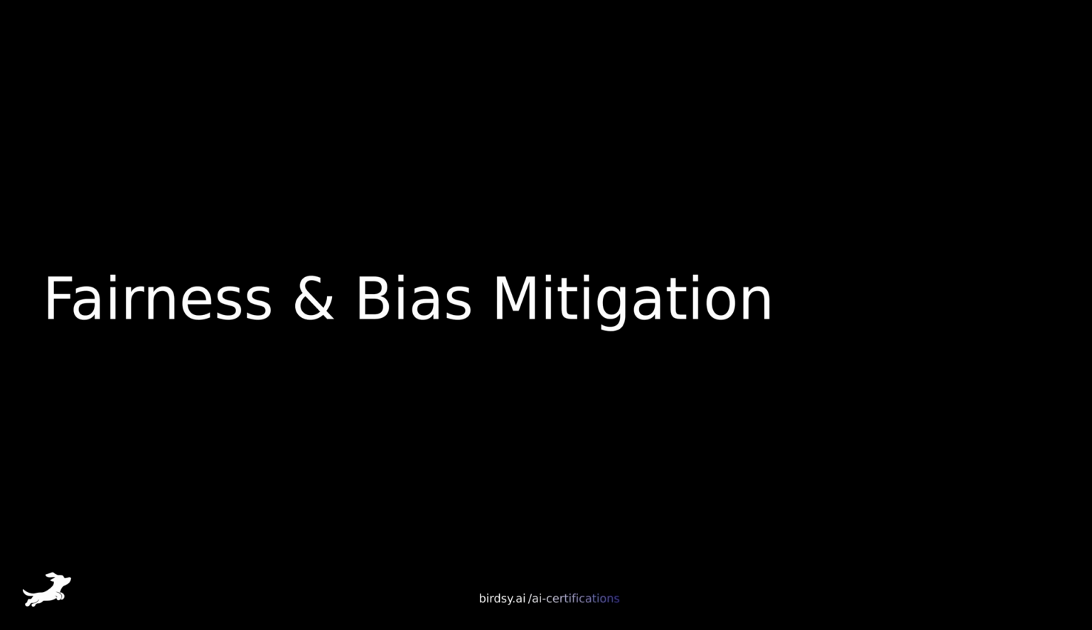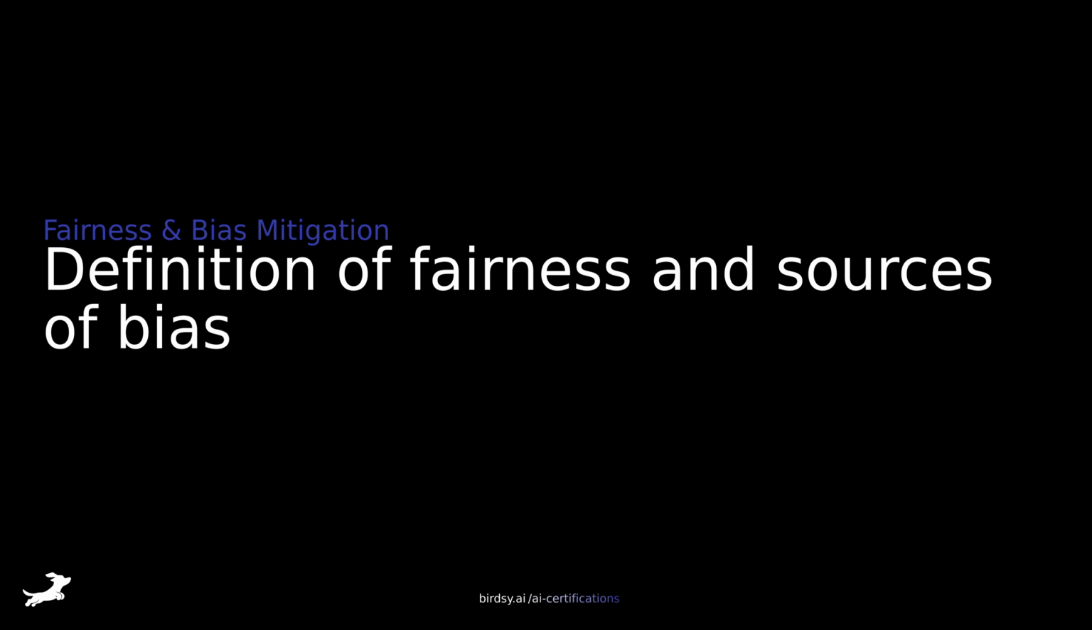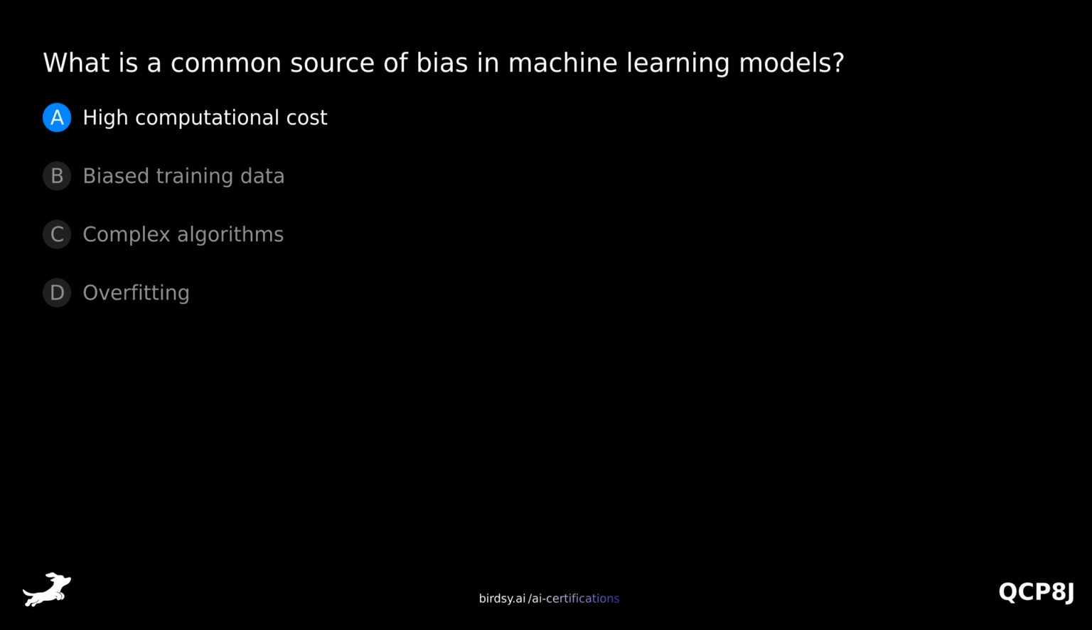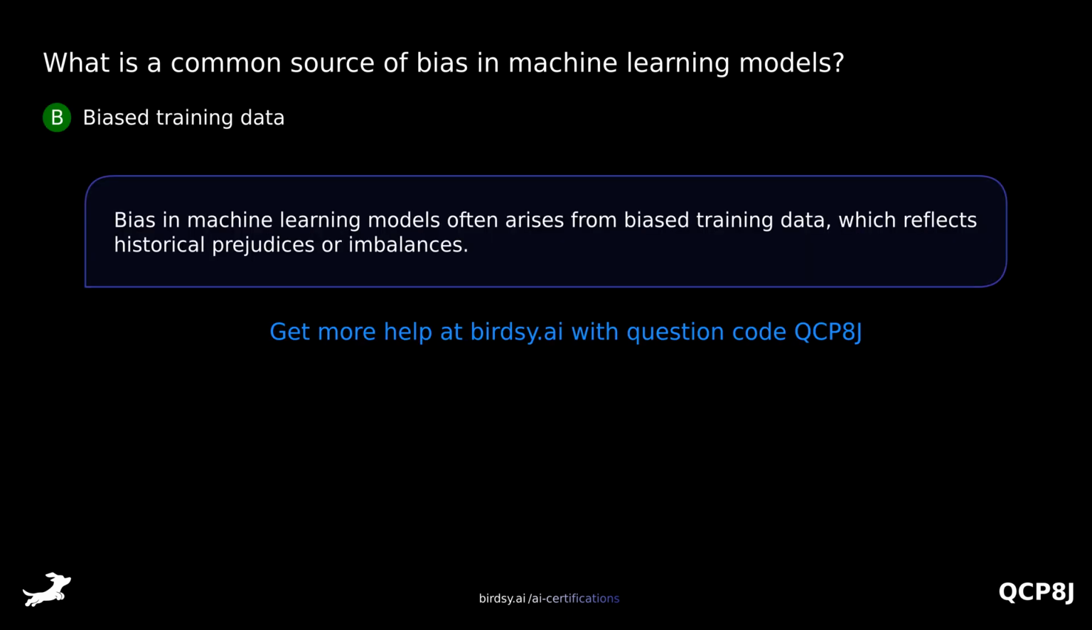Fairness and bias mitigation. Definition of fairness and sources of bias. What is a common source of bias in machine learning models? Is it A, high computational cost? B, biased training data? C, complex algorithms? Or D, overfitting? The answer is B, biased training data. Bias in machine learning models often arises from biased training data, which reflects historical prejudices or imbalances.